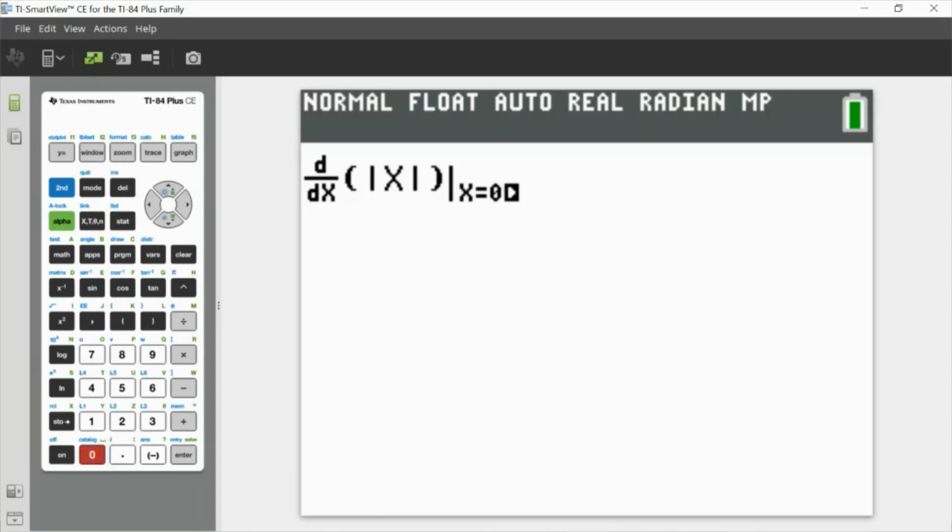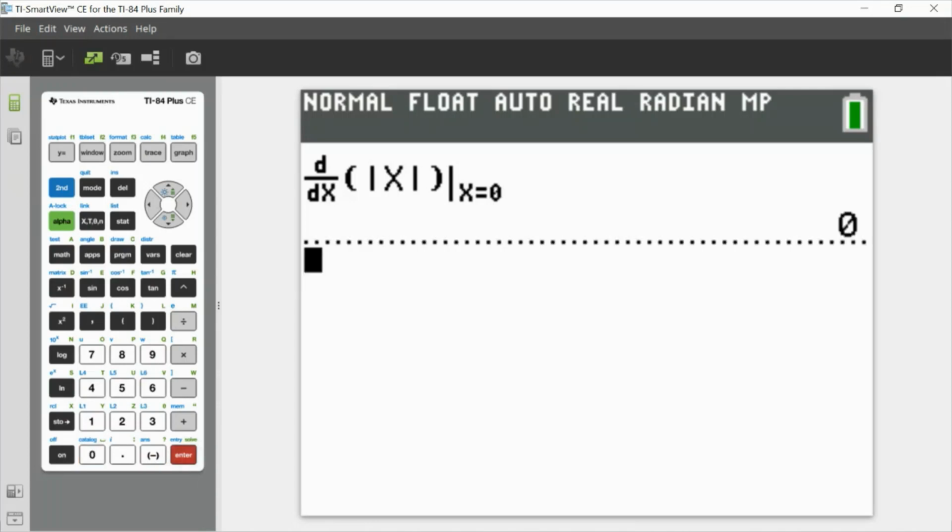Now, knowing what the absolute value of x graph looks like, we know that this should be a value where the derivative doesn't exist, right? So we shouldn't be getting a slope for this because the left-hand derivative and the right-hand derivative don't match up. There's no tangent slope. There's no instantaneous rate of change at that point. It doesn't exist. So what the calculator gives you is 0.